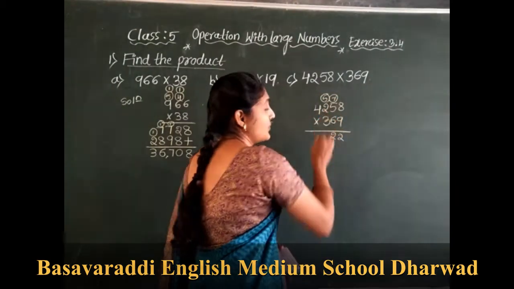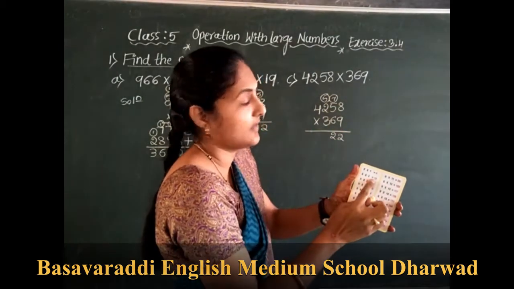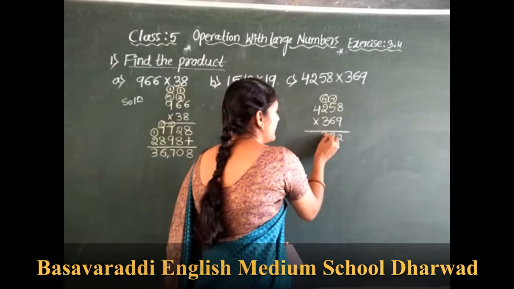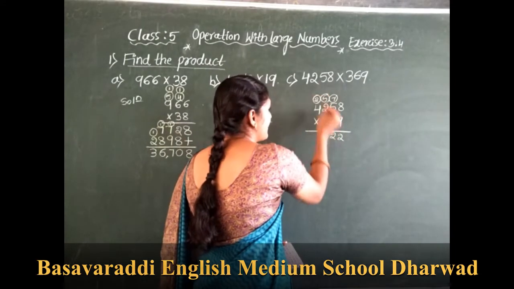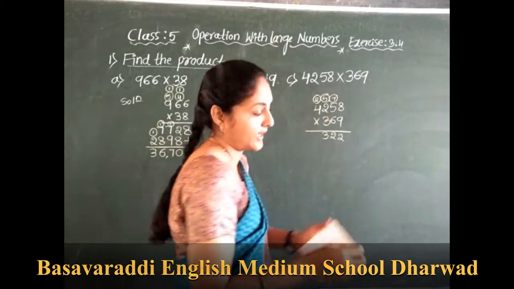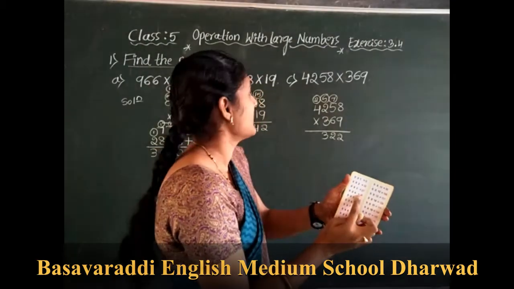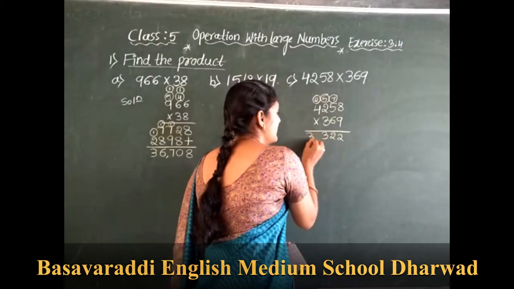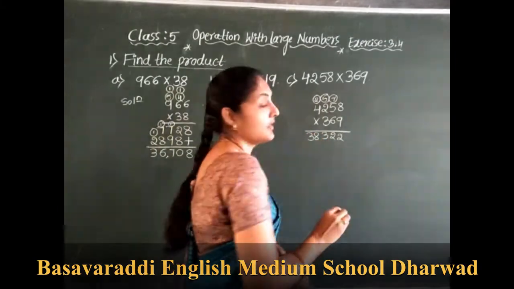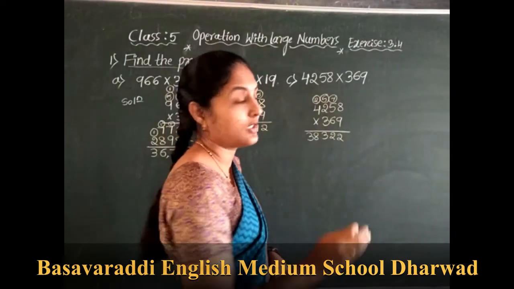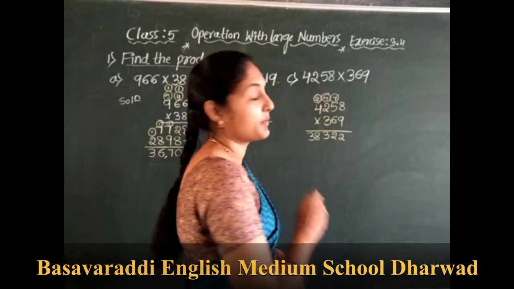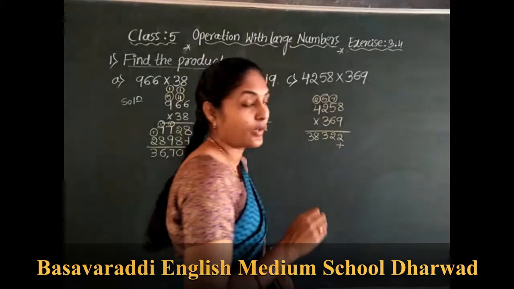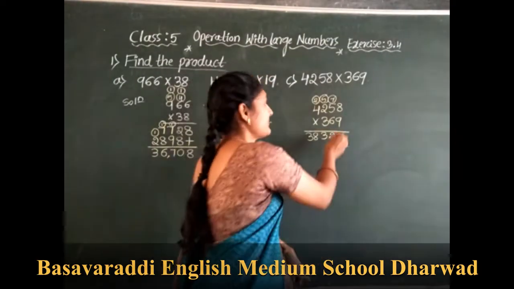Next, 9 2s are 18. So 18 plus 5 is 23. So very good, 23. The 9 4s are 36. 36 plus 2 is 38. The ones place multiplication is finished. Next, go to the tens place multiplication. So write a 0 in the ones place.